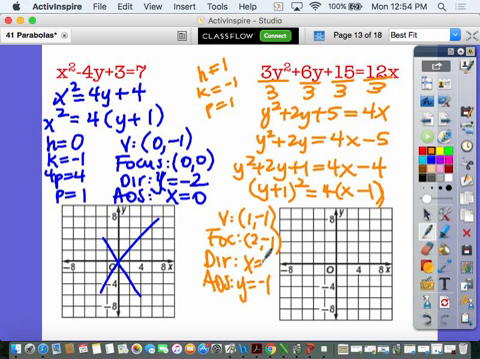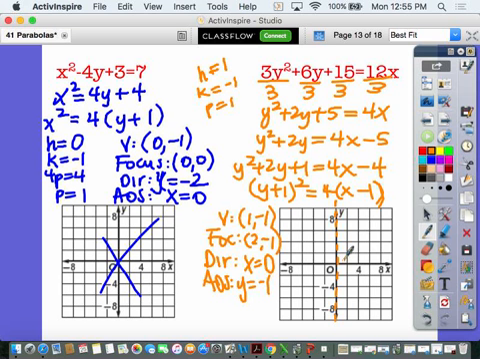X equals 0? Because you subtract 1. Sorry, had a brain fart. All right, so let's get everything in here. X equals 0, there's a vertical line.